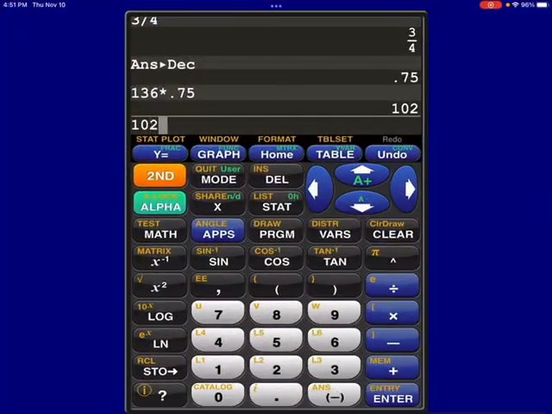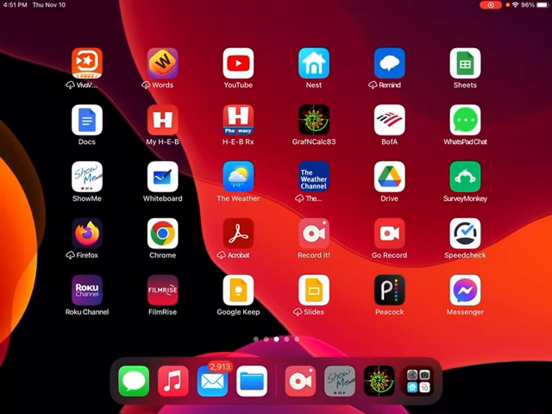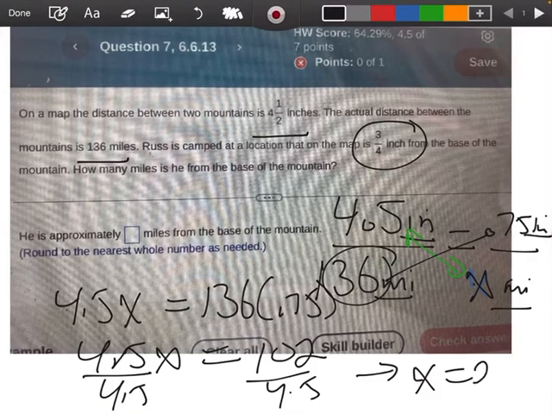And I'm coming up with 22 point a whole bunch of 6s after that. And again, it says round to the nearest whole number. So y'all, to the nearest whole number, that would be a 23. Okay, if y'all got any questions, let me know.